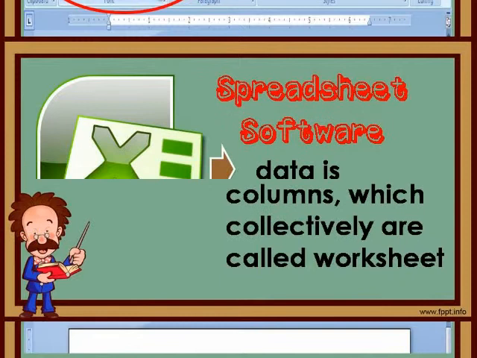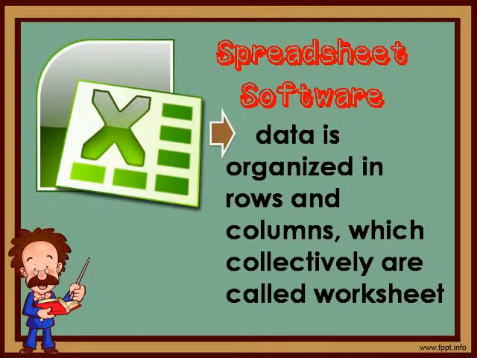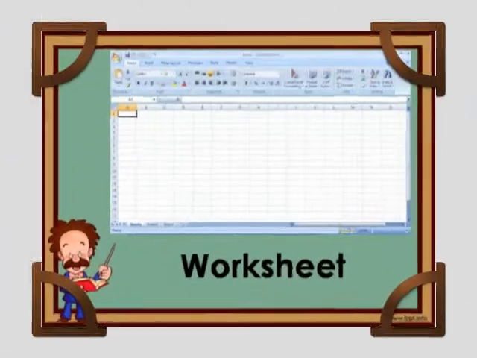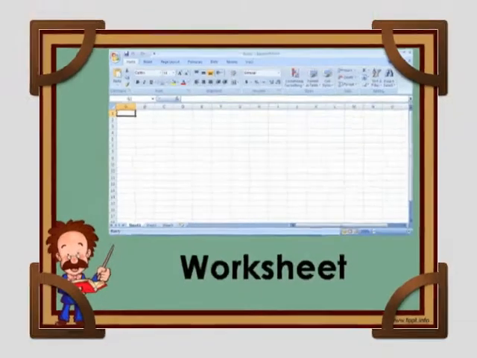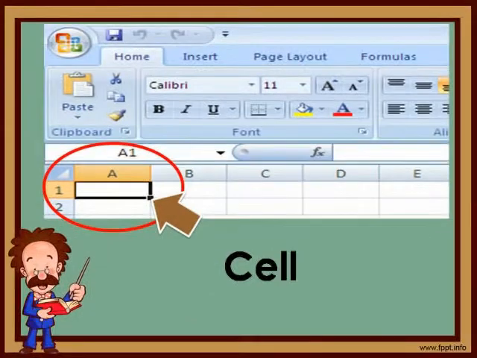With spreadsheet software, data is organized in rows and columns, which are collectively called a worksheet. The intersection of a row and column, called a cell, can contain a label, which pertains to text, a value, which pertains to numbers, or a formula or function that performs calculations on the data and displays the result.